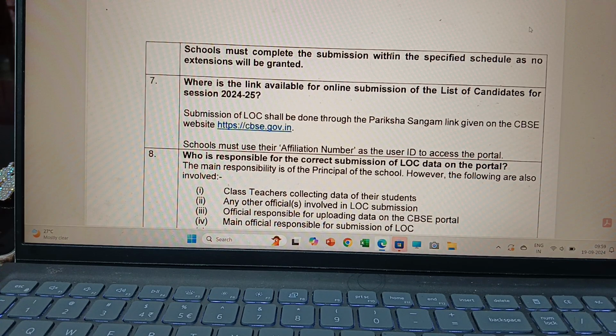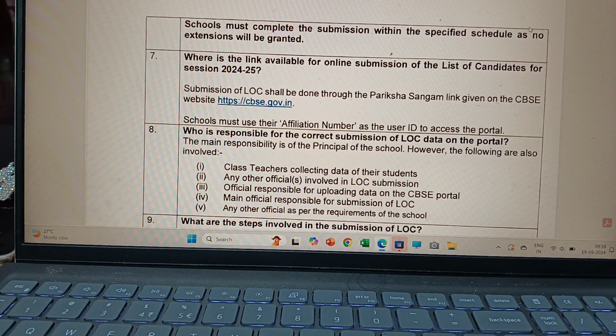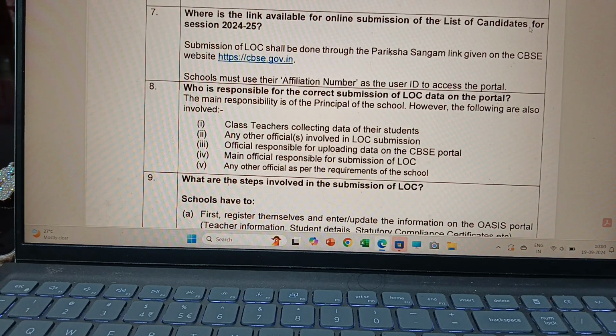Where is the link available for online submission of the list of candidates for session 2024-25? The LOC submission shall be done through the Pariksha Sangam link given on the CBSE website. The CBSE website is also given here. Schools must use the affiliation number as the user ID to access the portal.